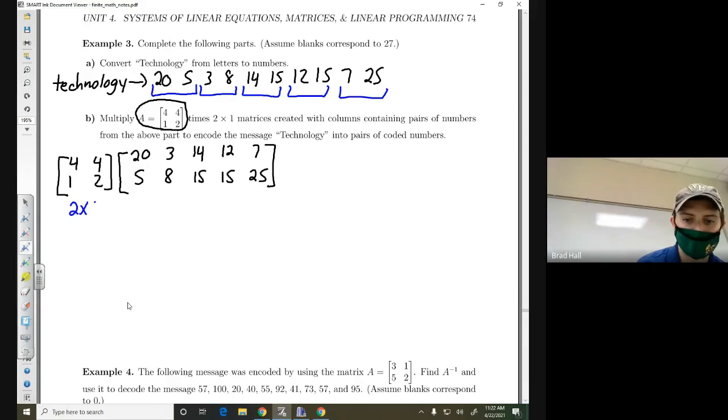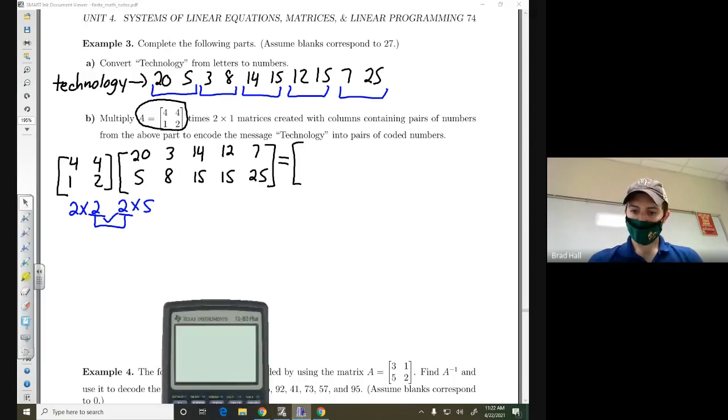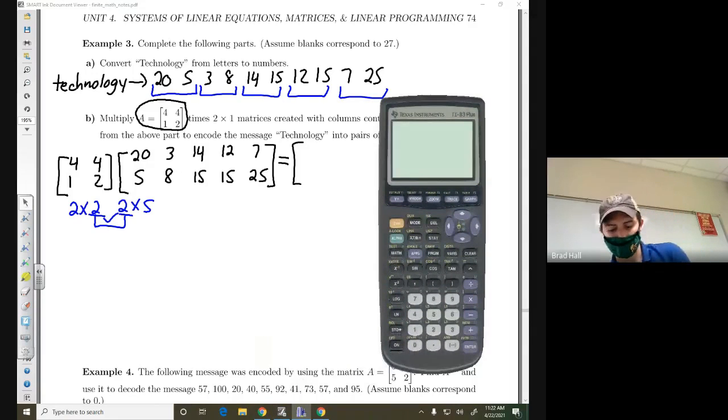So now we have a 2 by 2 and a 2 by 5. And the product actually makes sense now, which means we can plug this straight into the calculator. So with this matrix product, we have a 2 by 2 matrix that we can go ahead and plug in. 4412. And a 2 by 5 matrix for the second one.